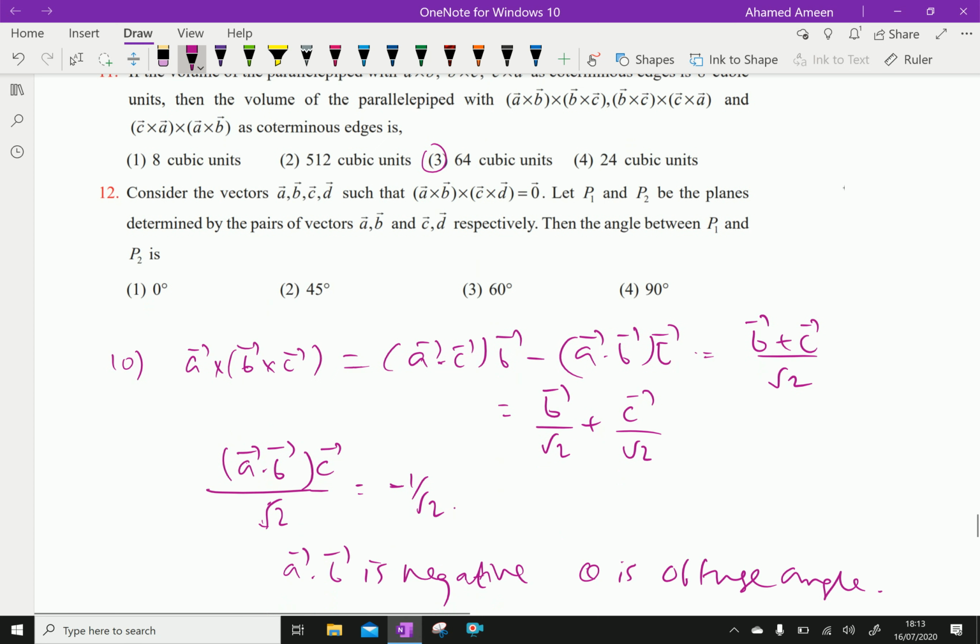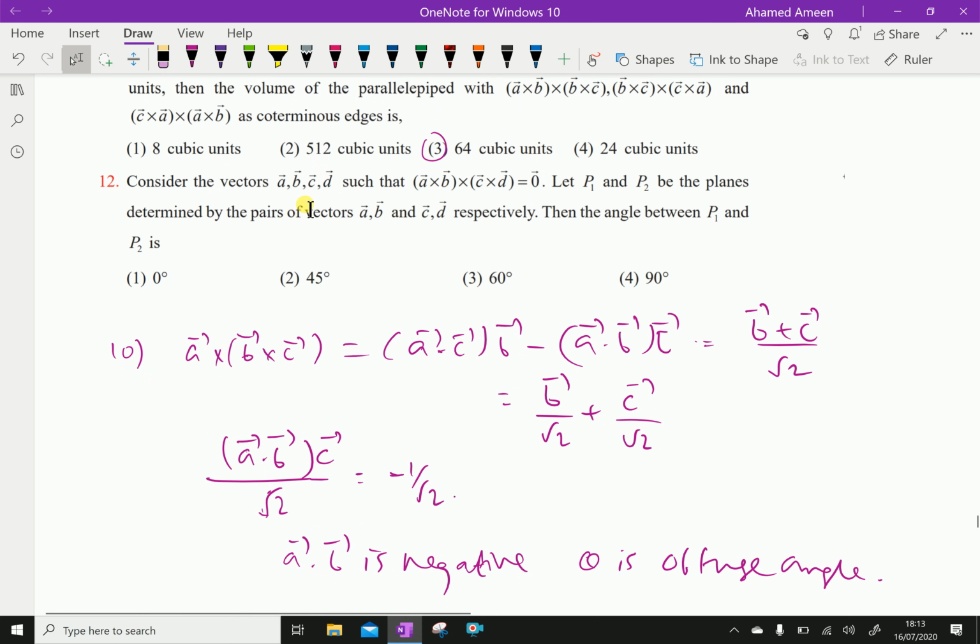12th question. Consider the vectors A, B, C, D such that (A cross B) cross (C cross D) equals 0 vector. Let P1 and P2 be the planes determined by the pairs of vectors A, B and C, D respectively. Then the angle between P1 and P2.